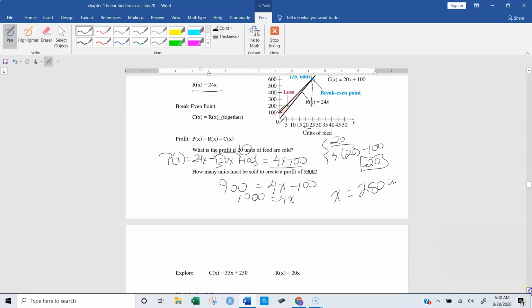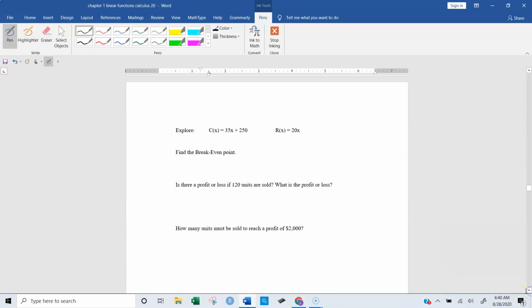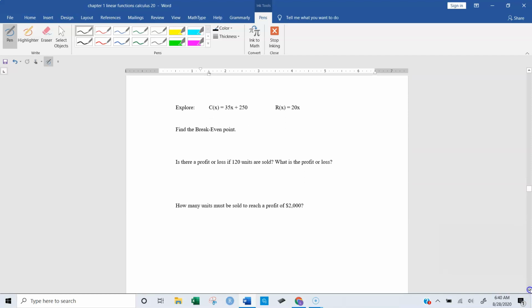Making sense now? Okay, your turn. I want to know the break-even point. The profit or loss if 120 units are sold. What's the profit? Is there a profit or loss if 20 units are sold? If so, what is it? And how many units must be sold to reach a profit of 2,000?